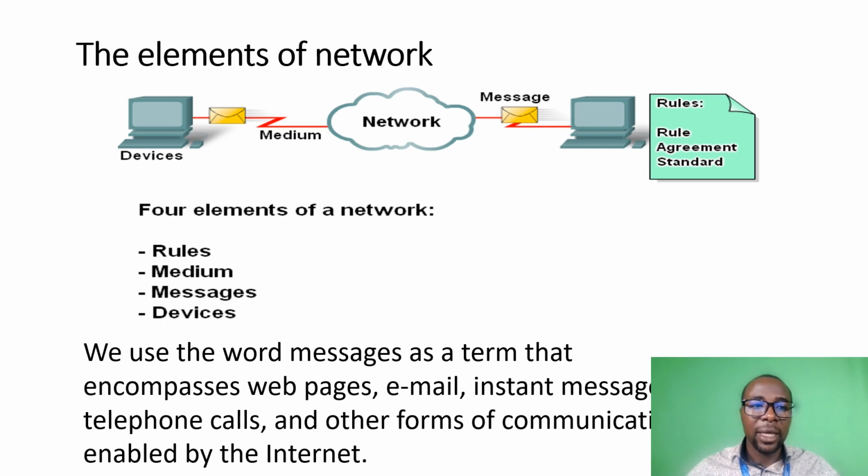As you see, here we have a computer as one device. Here we have the cable, which is the medium on the network. And here we have an image which looks like an envelope, which stands for the message to be sent. There should be the rule that will govern how this message is going to be taken from the sender to the receiver. These are the 4 elements, dear students. You just have to understand them.